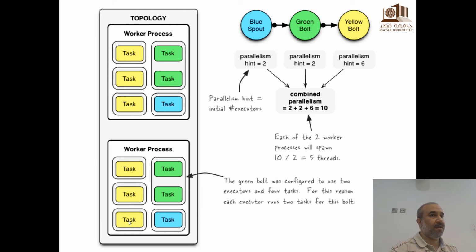Any question about this? We will not talk about how, of course, this is done, but that's when you specify the parallelism hint. That's the number of executors. You can also specify the number of tasks. If not, then it will be 1 task per executor. Any questions about this? Yes. Yes, we said that each executor is a thread, running in a thread. Okay, so the number of executors is the number of threads. Any other questions?